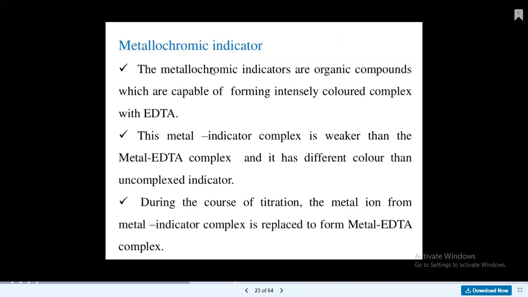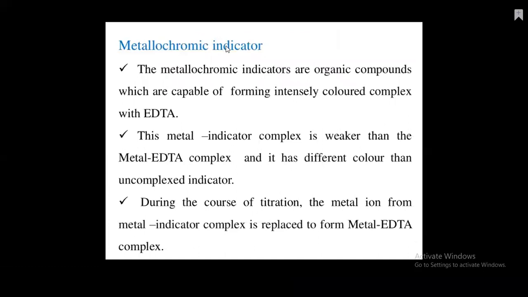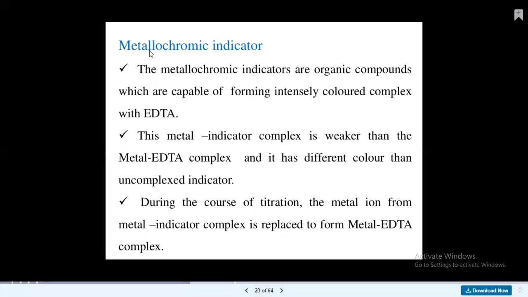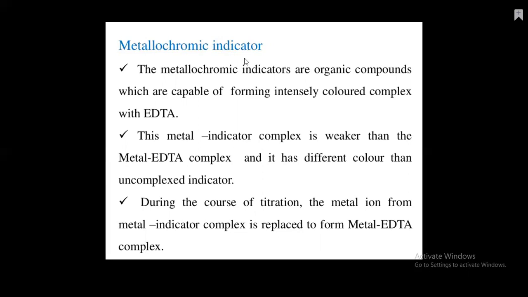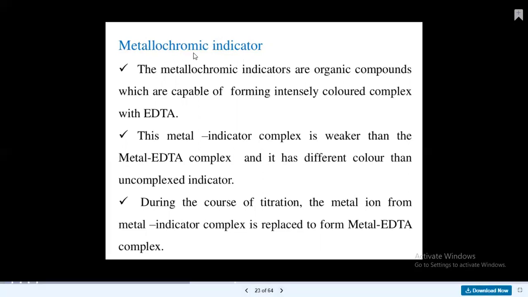Now the Metallochrome indicator. We discussed the titrant, the different properties of EDTA, its advantages and disadvantages, and how to overcome the disadvantages of EDTA as a titrant. And we also discussed our metal ions, that is our analyte. Now the third important thing is your indicator. In case of complexometric titration, the indicator is also called the Metallochrome indicator.